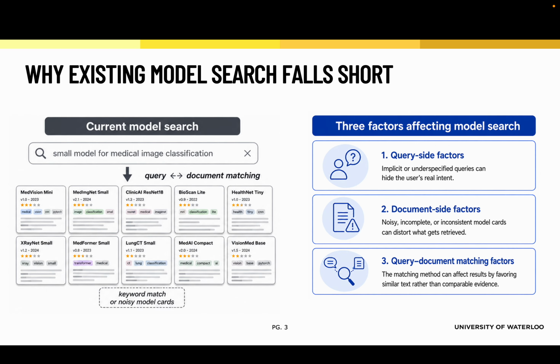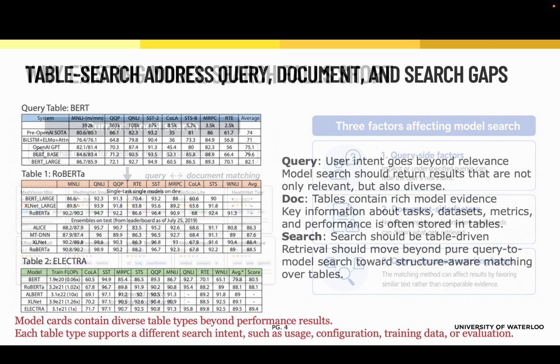However, this has limitations. First, users often cannot fully express their intent. They may not know the exact benchmark names or technical keywords. Secondly, model cards are often noisy and inconsistent. Some are carefully maintained, while others are incomplete or copied from templates. As a result, current methods retrieve models based on long documents that mix useful information with irrelevant content.